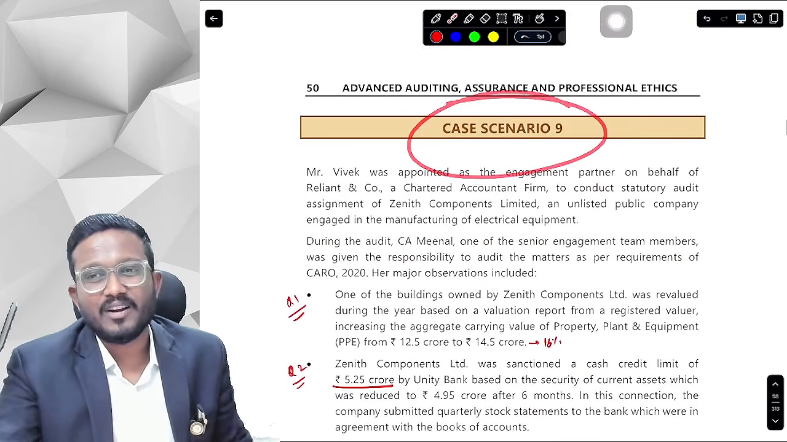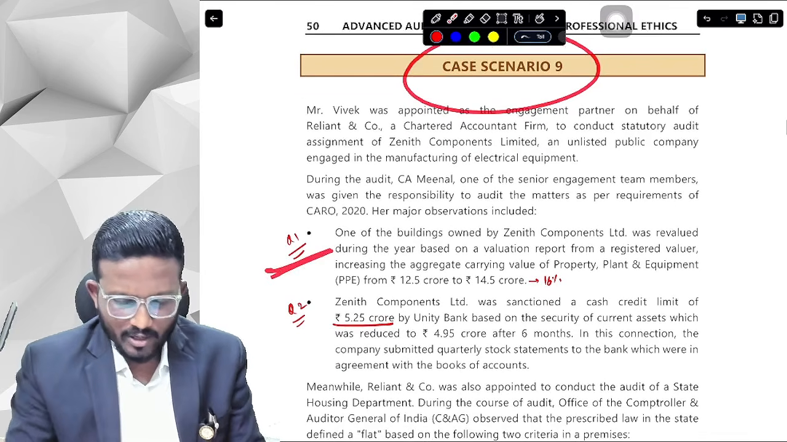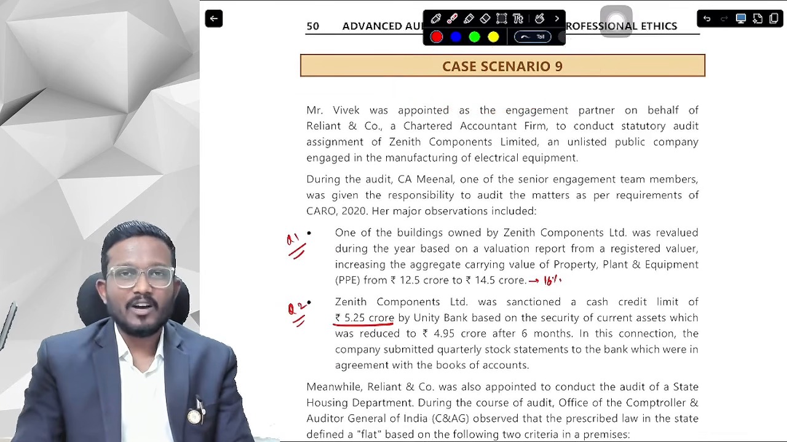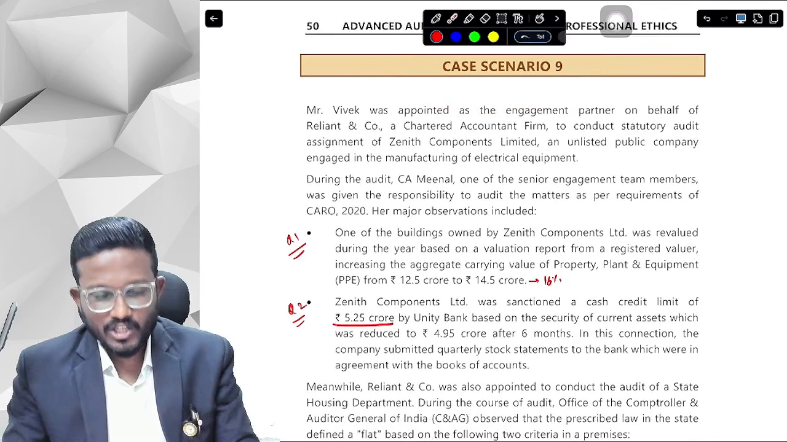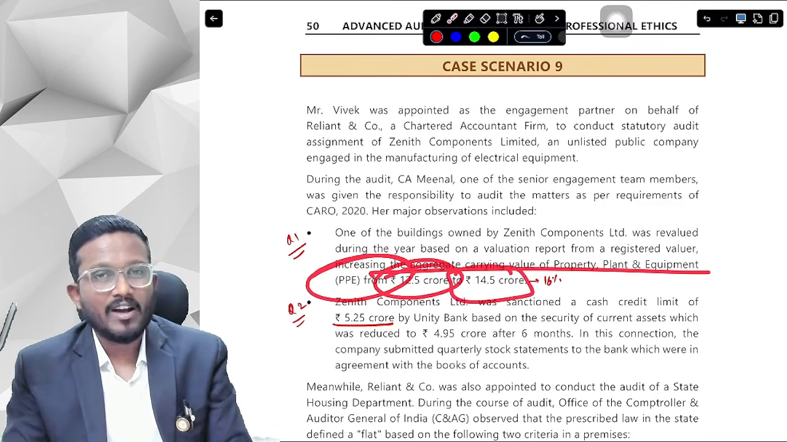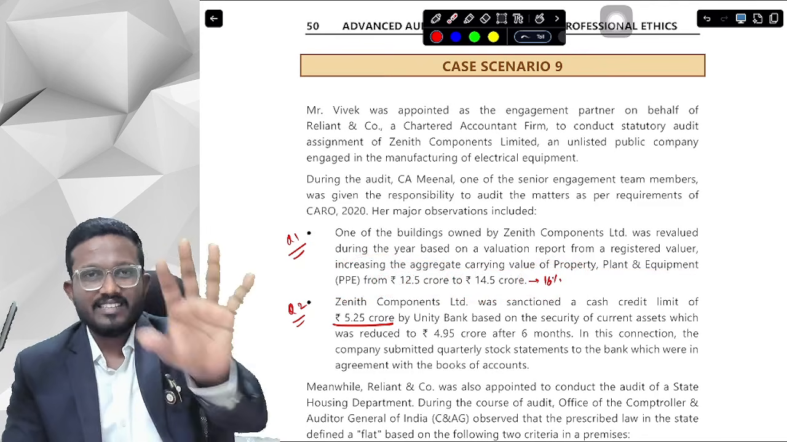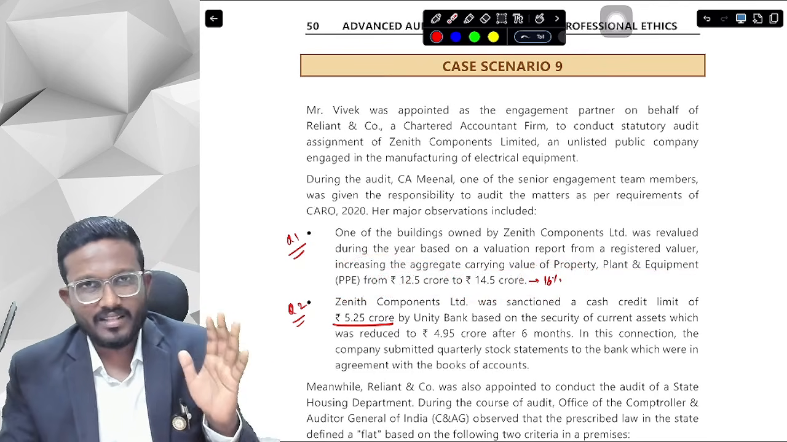Now we are going to discuss your case scenario number 9. Let's discuss question number 9. So here in this particular question, we need to ask whether in Caro 2020 we have to report this particular revaluation or not. Based on revaluation, the change in the carrying amount was from 12.5 crore to 14.5 crore. If you calculate the percentage, it comes at around 16%. So yes, the change was 10% or more. So you will have to report it in the Caro 2020.